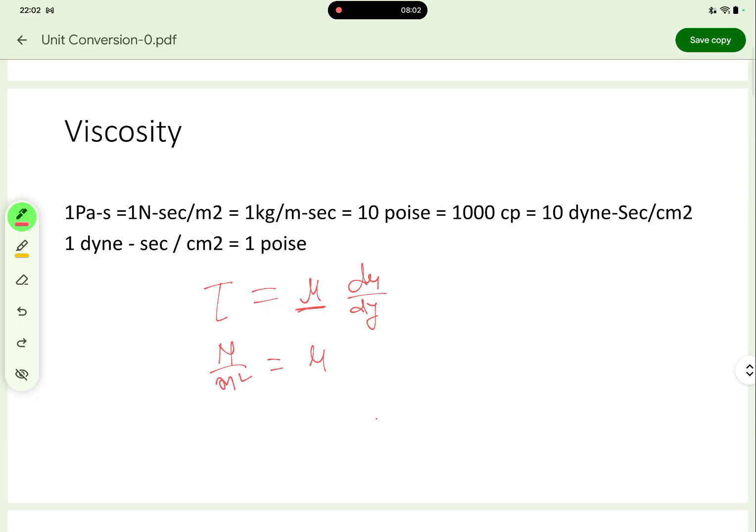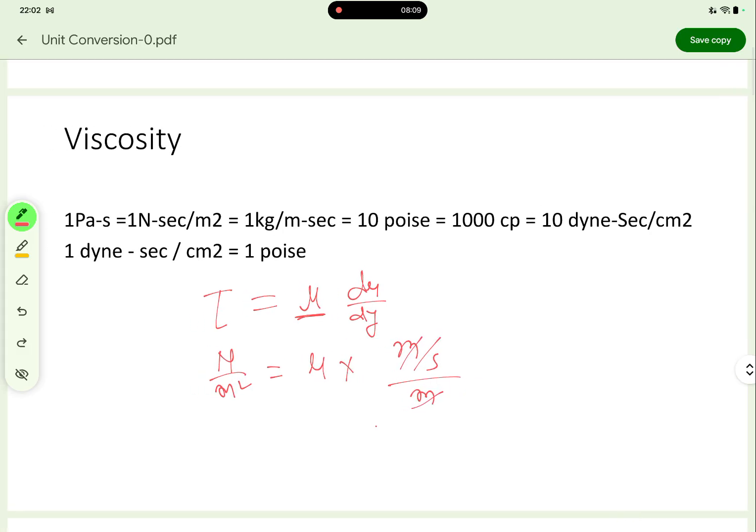We want to find out the unit of viscosity. This is nothing but meter per second divided by meter. Meter will cancel out. You will get the viscosity unit, Newton second per meter square. This will be the unit of the viscosity in the SI unit. Further, this can be written as kg per meter per second. And you need to remember this thing also, right?